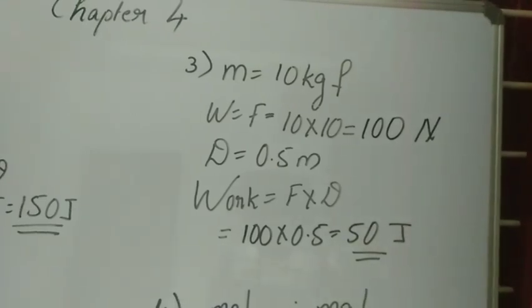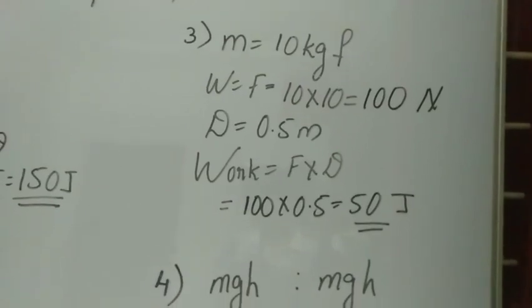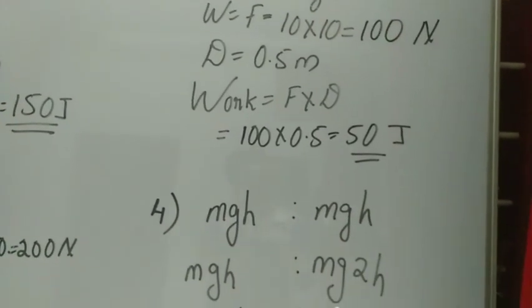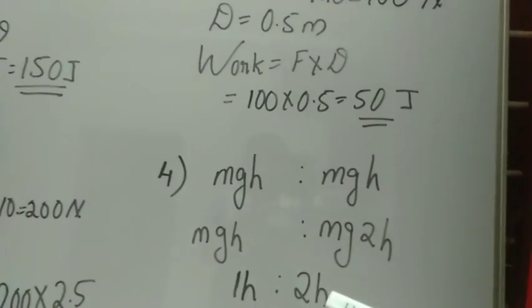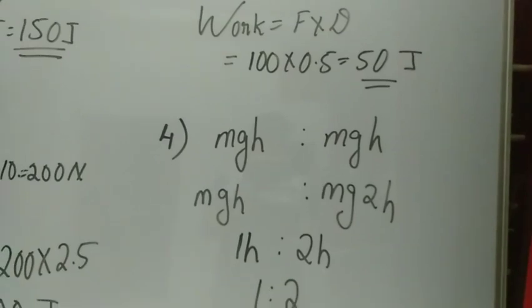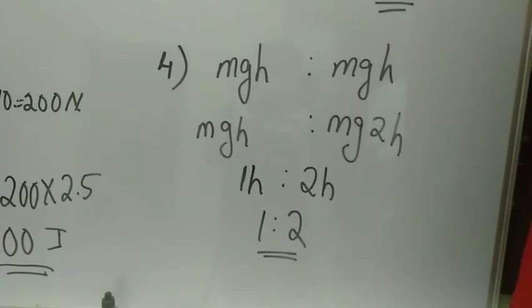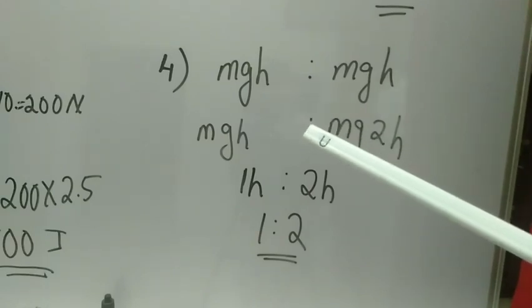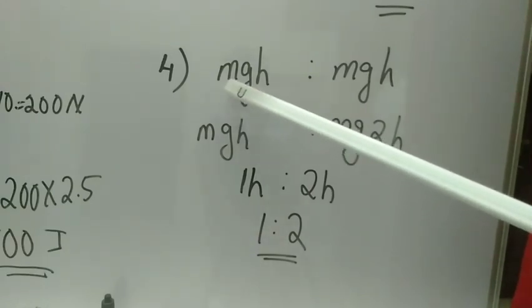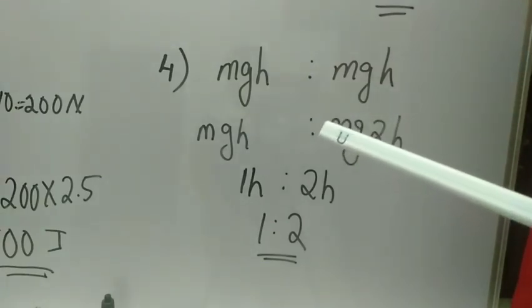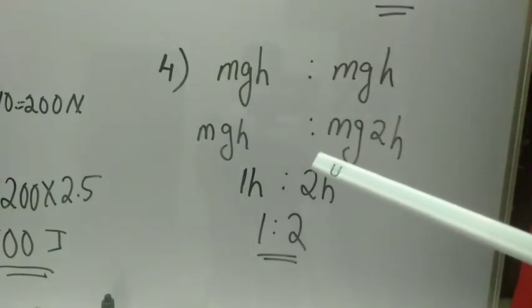Question number 4. So the first 3 questions were related to the work done by a body. Now we are going to do the second set of questions, problems related to potential energy. As I already told in the beginning, the formula for potential energy is mgh. Here m is the mass, g is the acceleration due to gravity and h is the height. So I'll read question number 4.